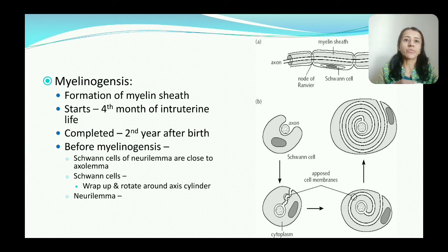Now, myelinogenesis is the process of formation of the myelin sheath. Myelinogenesis starts at about the 4th month of intrauterine life, and it is completed by the 2nd year of age. And therefore, a child learns most of the motor activities by the age of 2 years.